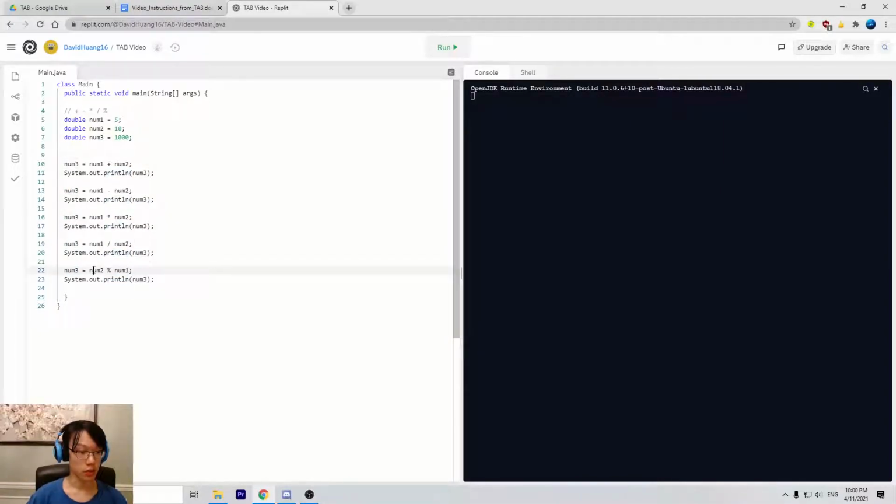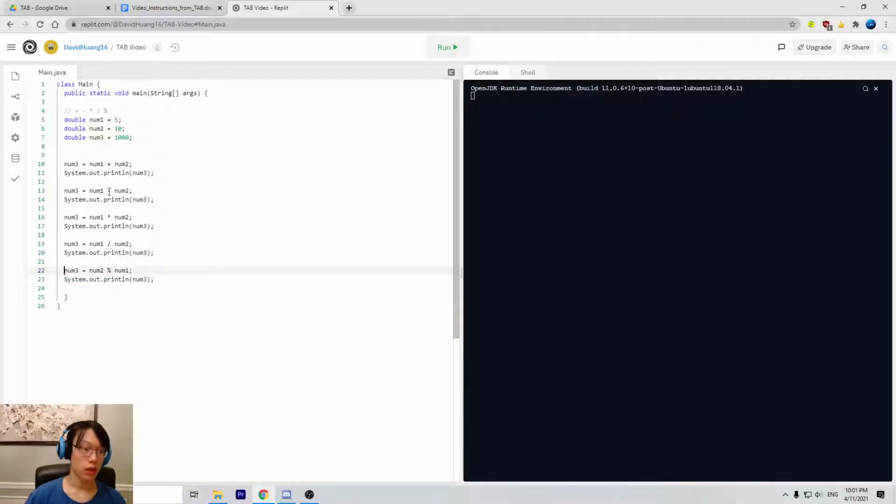Next, we have num3 equals num2 modulus divided by num1. In modulus division, instead of finding the quotient, which is what you would do in division, it finds the remainder. So let's say we have 17 divided by 13. 13 goes into 17 once, but the answer wouldn't be 1 since that's the quotient. It would be 4, since 17 divided by 13 has a remainder of 4, since 13 times 1 plus 4 is 17.